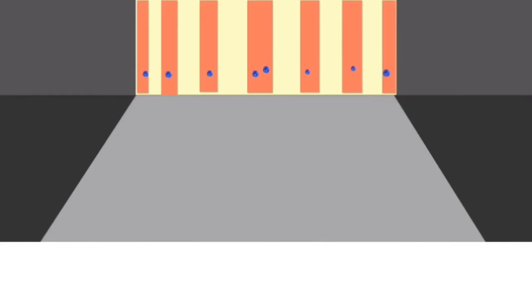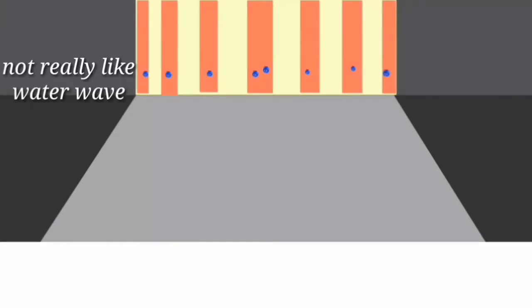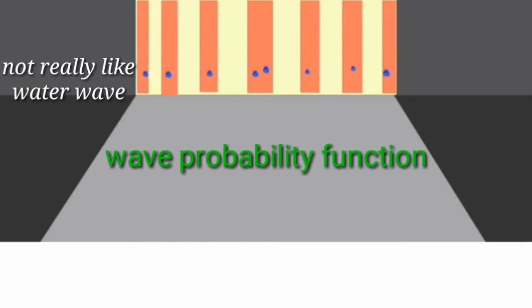When we threw some electrons, something wonderful happened. The electrons hit almost all over the screen and make exactly the same pattern as the water wave. But it is not really like a water wave; it's a wave probability function by which we can predict where the electron is probably going to hit. So the electron is not just a particle but also a wave.